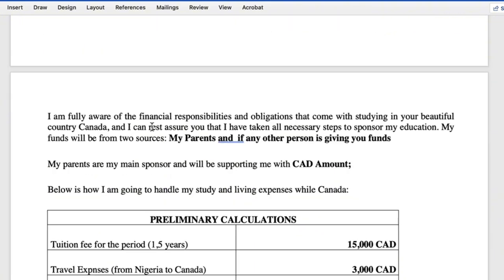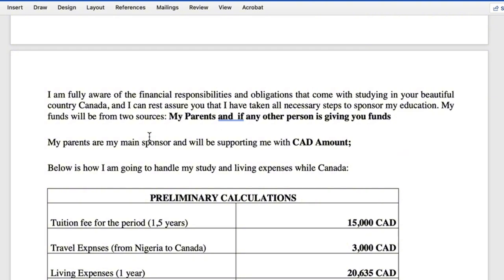growth. I am fully aware of the financial responsibilities and obligations that come along with studying in your beautiful country, Canada. And I can rest assured that I have taken all necessary steps to sponsor my education. My funds will be coming from two sources, my parents and this.